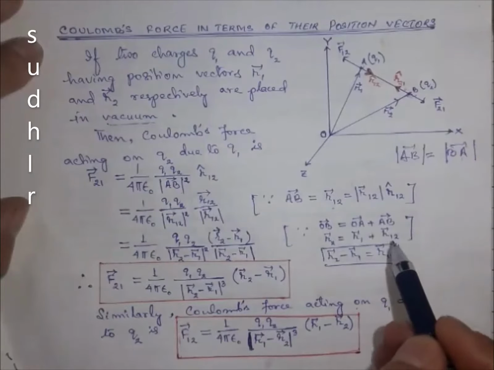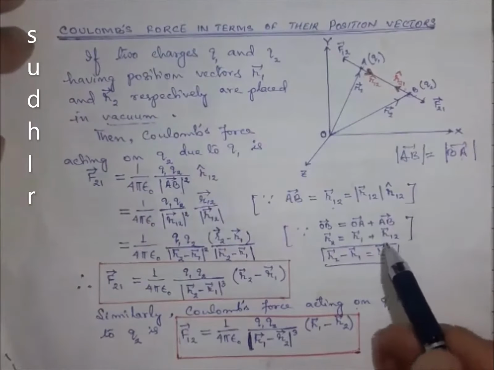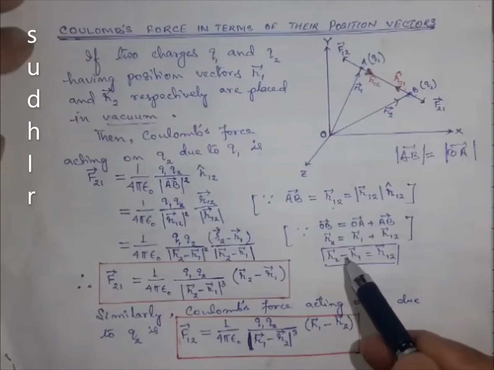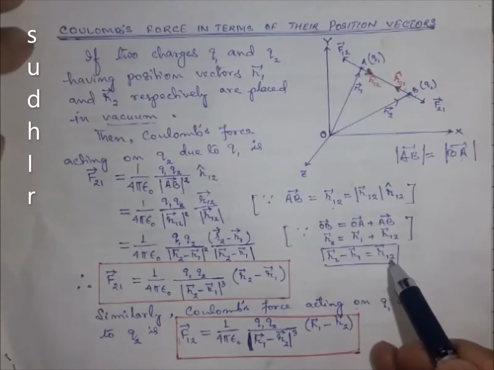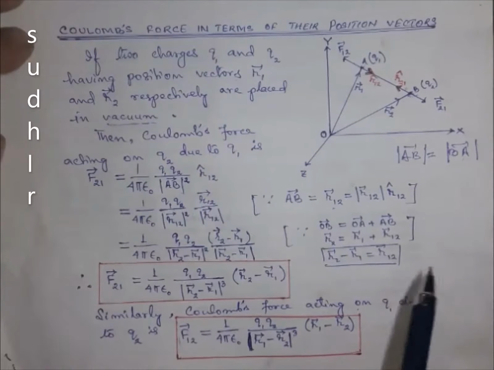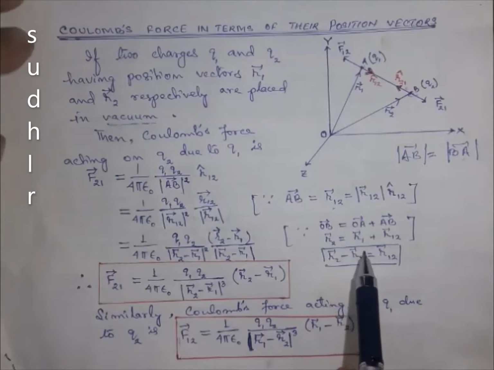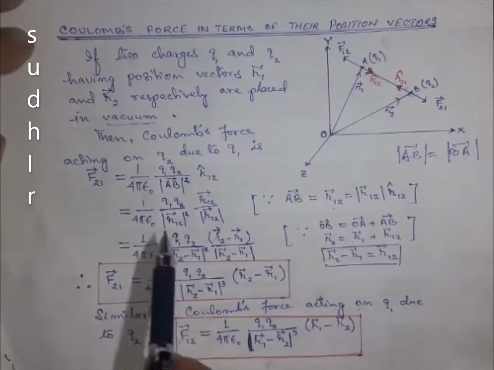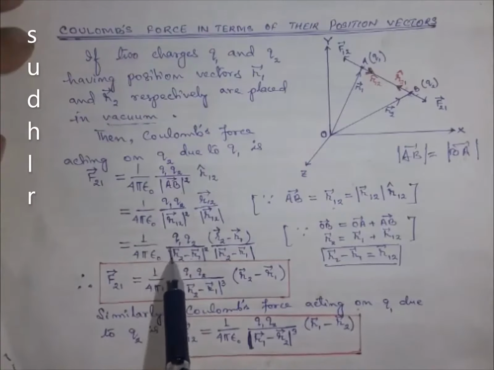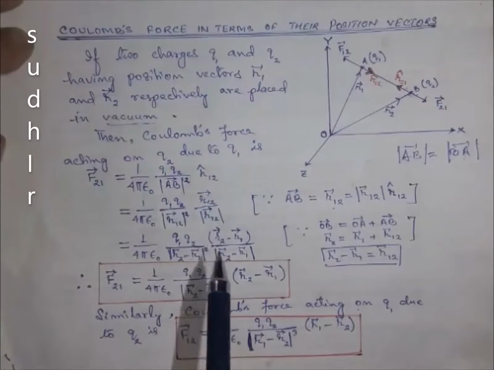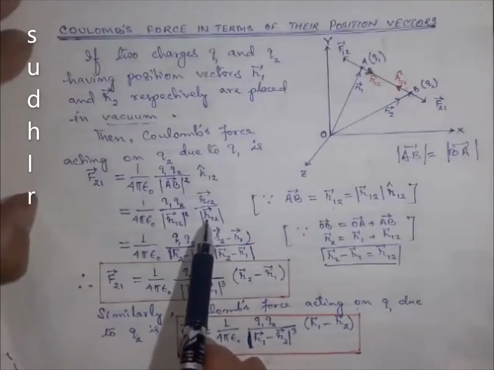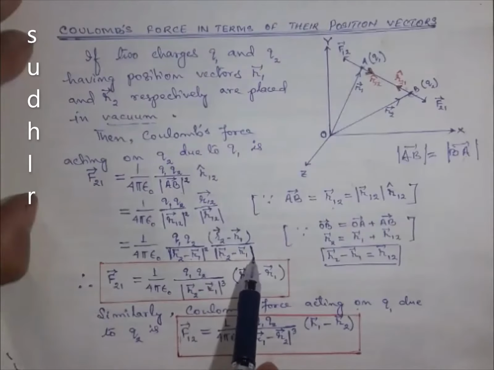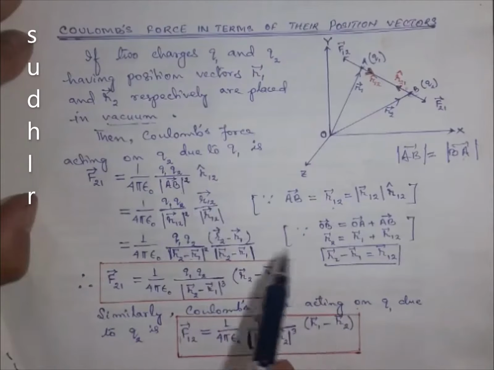That is what I'm writing here. So if you want to represent this R12 vector, then you transfer this to the left side, then it will be R2 vector minus R1 vector will be equal to R12 vector. So this R12 vector, which is equal to R2 vector minus R1 vector, you replace it here. And don't forget to put modulus here. This modulus should remain same. That square should also remain same. And same thing here, you have to represent this R12 vector here also with the modulus. And this R12 vector, you represent it here like this.